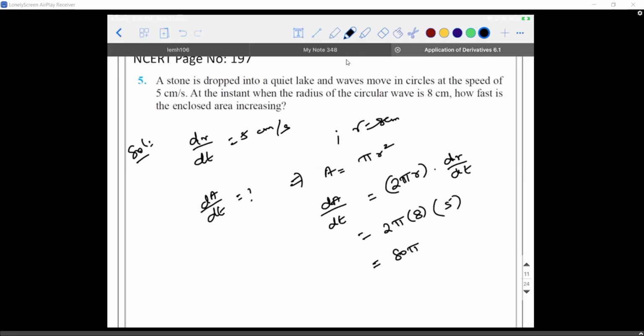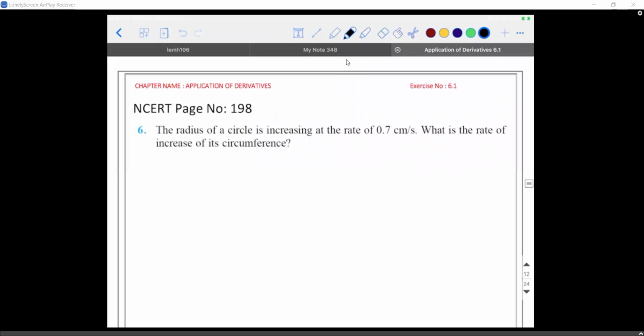You got 50 pi, yeah? Mithun? Yes, sir. I took r as 5, sir. I read the question wrong, sir. Sorry, sir. Okay, okay. So 80 pi cm² per second. That's right. That's the answer. So good that you guys have understood.